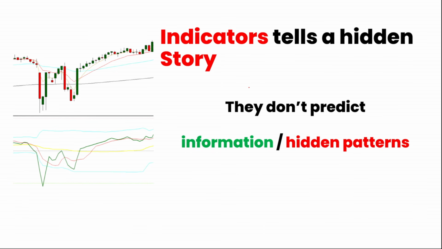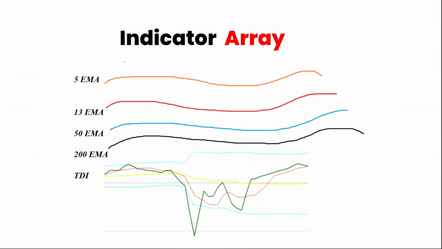They don't predict the markets for me, but they give out valuable information and expose what the market makers intend to hide from you. All patterns are clearly drawn out. Here's the indicator array that you're going to require. You're going to require 5 EMA, 13 EMA, 50 EMA, 200 EMA, and last but not least, TDI, which is the primary indicator that you're going to require.